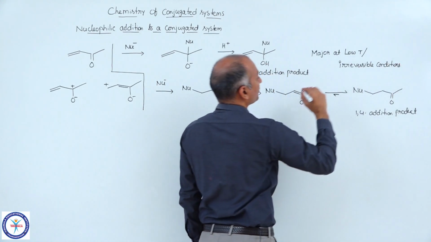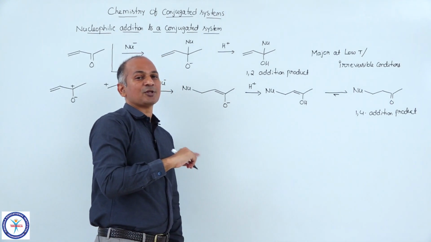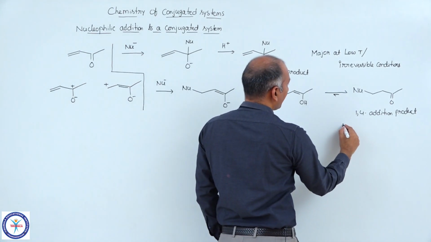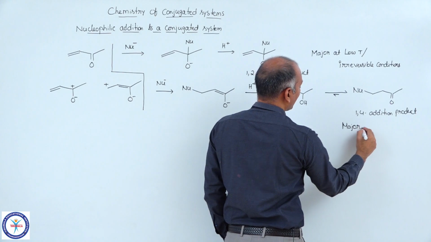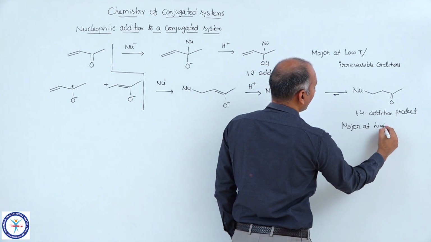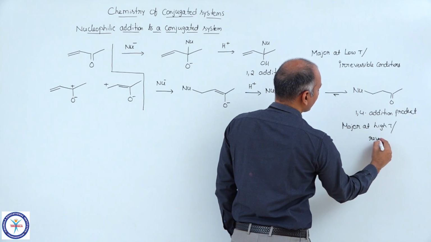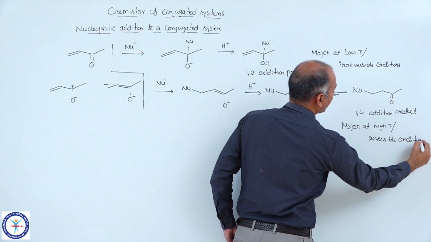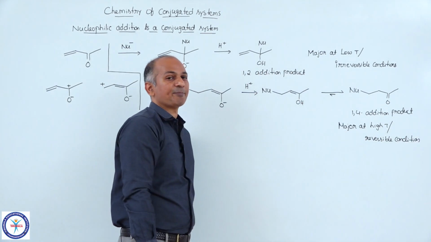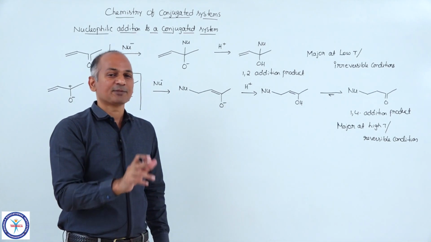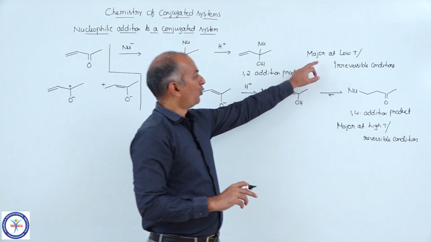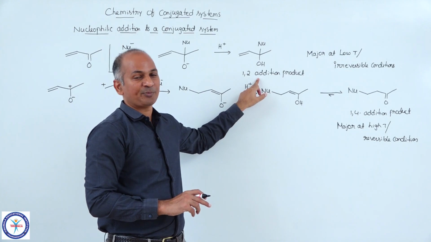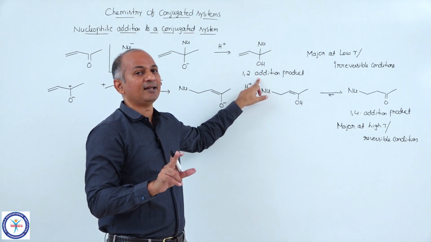And it is almost similar to the one which we discussed just before this, electrophilic addition to conjugated dienes. This is the major product: 1,4 addition is the major product at high temperature or reversible conditions. Please remember, high temperature and reversible conditions are one and the same, because the particular reaction becomes reversible only at high temperature. So at low temperature or irreversible conditions, the 1,2 addition product is the major product, and this product is called kinetically controlled.